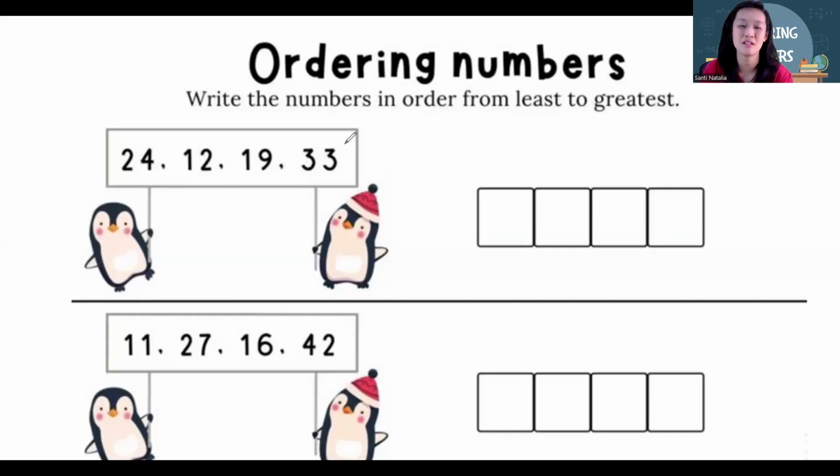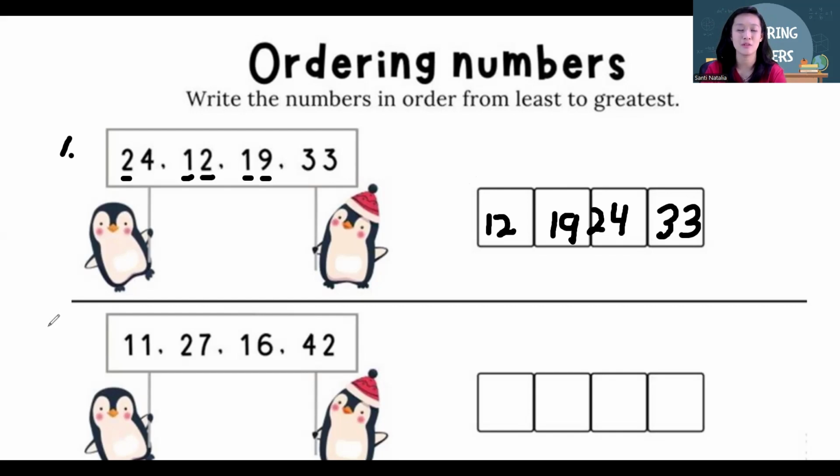Which one is the smallest number? From the tens place, 1 is the smallest. Now check the ones place. 2 and 9. Which one is the smallest? 2. So 12 first. And then 19. After that, 24. And the biggest is 33. This is number 1.